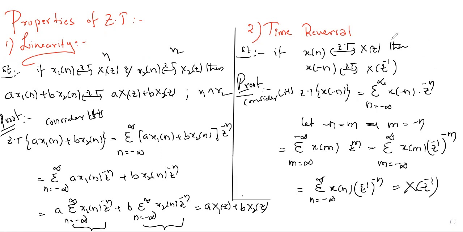Similarly, I didn't mention the ROC here. Suppose R1 is less than mod z is less than R2 is the ROC. Then here the ROC will be 1 by R2 less than mod z less than 1 by R1, because we have to write z inverse here. If you take limits for z, 1 by R2 less than mod z less than 1 by R1, you will get it. While solving problems, you will get the idea about the ROC. No need to memorize it. So this is the second property, time reversal.